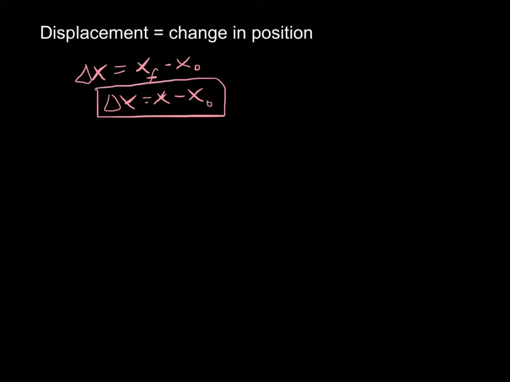The equation for displacement is very simple. Delta x, which is our displacement, is equal to x final, our final position, minus x naught. A lot of times you'll just see it written like this, that delta x equals our x at some point later in time, minus x naught, our initial position. So anytime you see the little naught here, that's going to be our initial position where we're starting. So it's how far I've gone from where I've started.